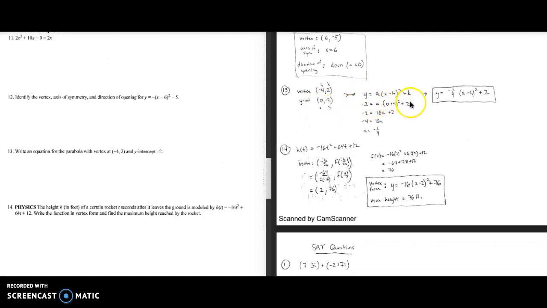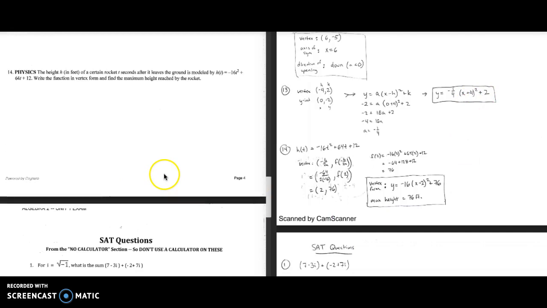When you do that, you get this second line. You're going to simplify it. You're going to end up with a equals -1/4. Once you know a, you take the a value and the vertex numbers, plug them in the formula, and you get this equation: -1/4 times (x plus 4) quantity squared plus 2.